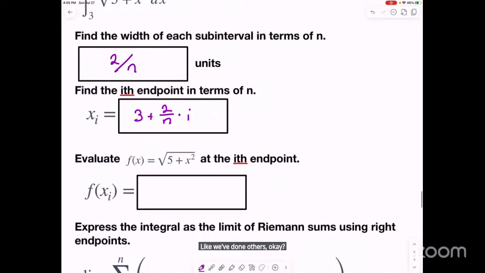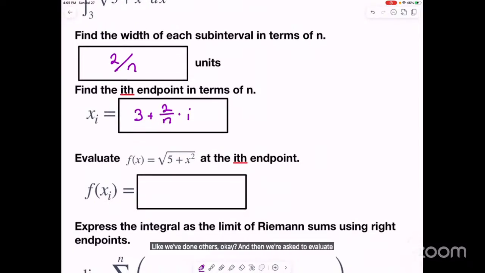Okay. And then we're asked to evaluate the square root of 5 plus x squared at the ith endpoint. So f of x sub i, we would take this result and plug it into that square root. Evaluate this at the ith endpoint. It needs to be i in terms of n, because the width of each subinterval is 2 over n. And i goes from 1 to n, right?